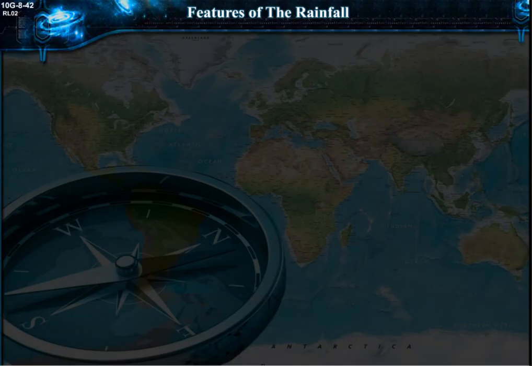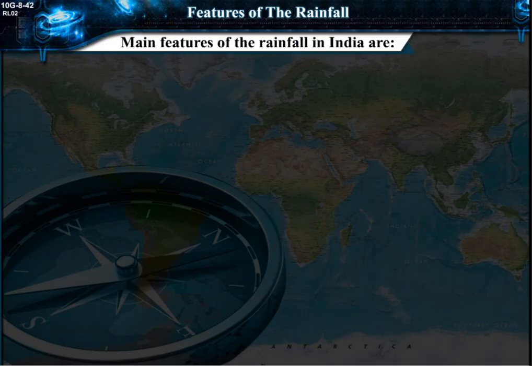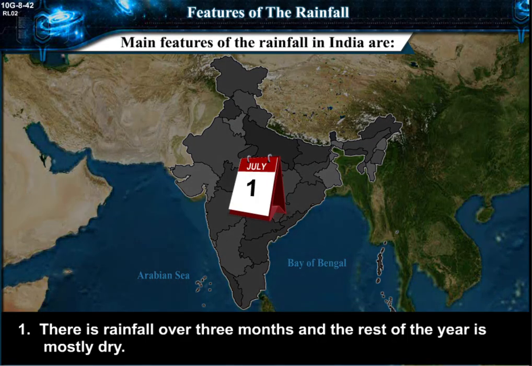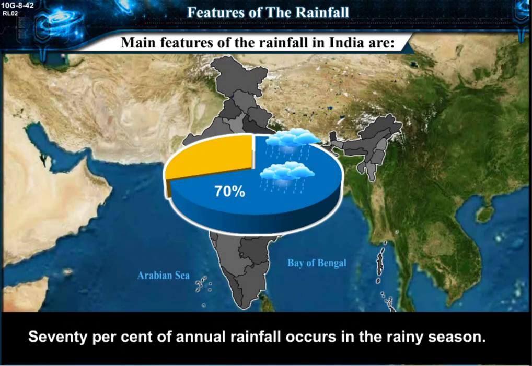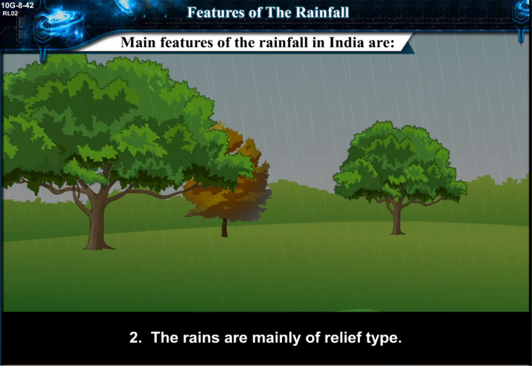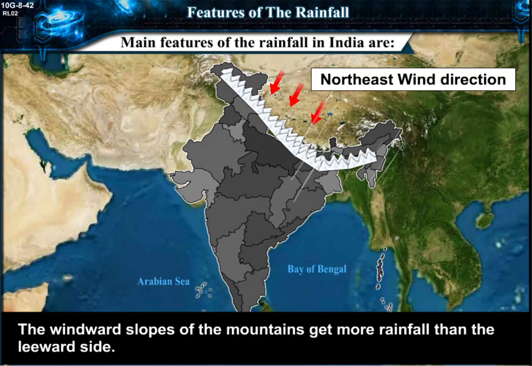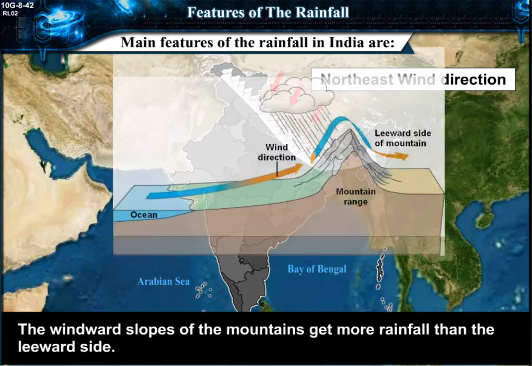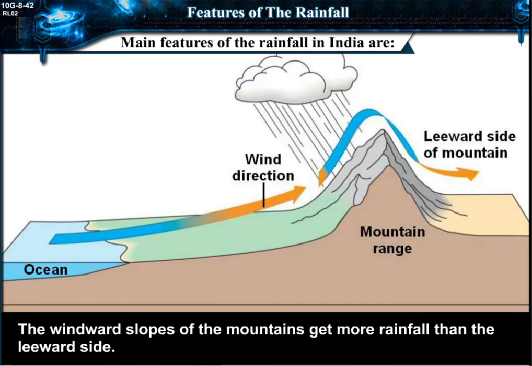Features of the rainfall. Main features of the rainfall in India are 1. There is rainfall over 3 months and the rest of the year is mostly dry. 70% of annual rainfall occurs in the rainy season. 2. The rains are mainly of relief type. The windward slopes of the mountains get more rainfall than the leeward side.